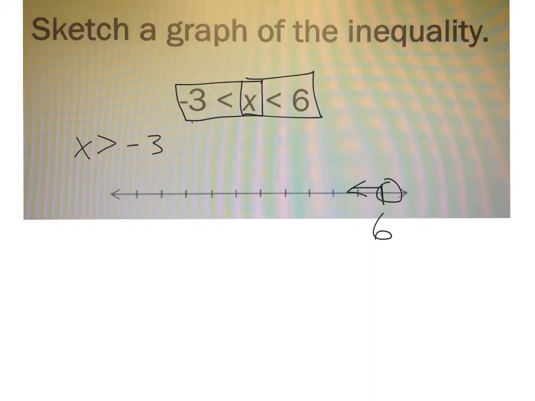6, 5, 4, 3, 2, 1, 0. Here's my 0. Negative 1, negative 2, negative 3. I'd put negative 3 right here. Open circle going in this direction. So my solution looks like this. Now how I would read this is any number greater than negative 3 and less than 6. And that is how we do that one. Let's go to our next example.